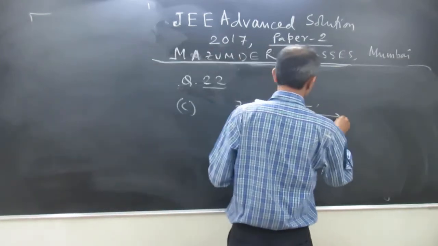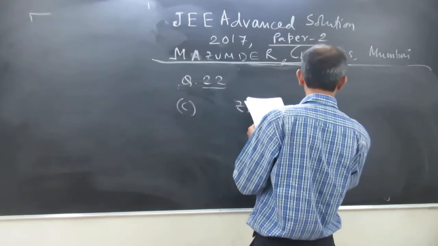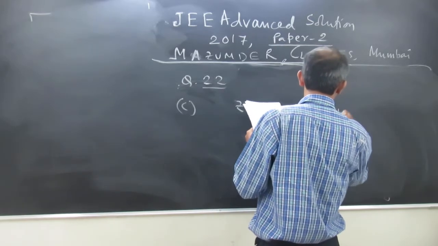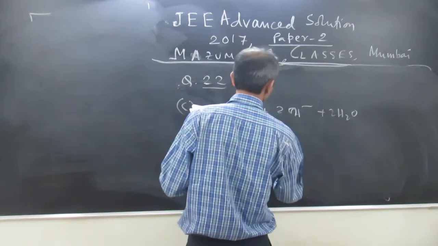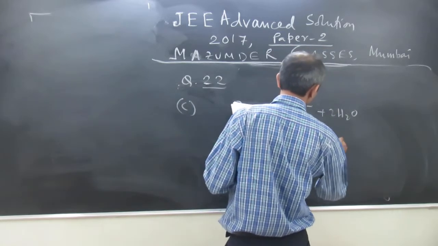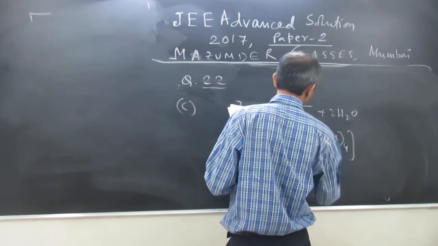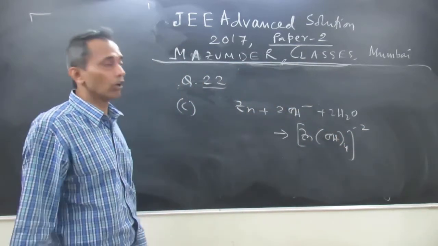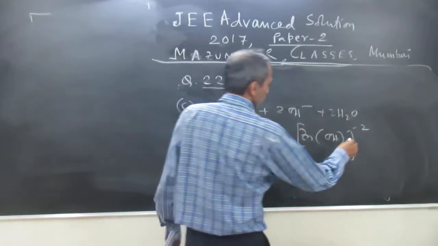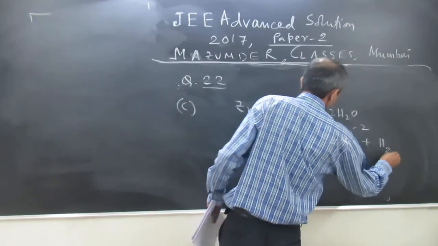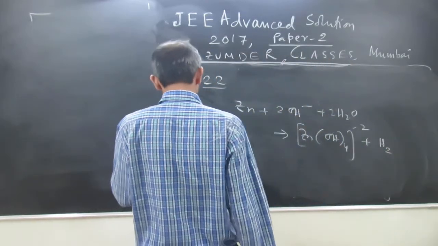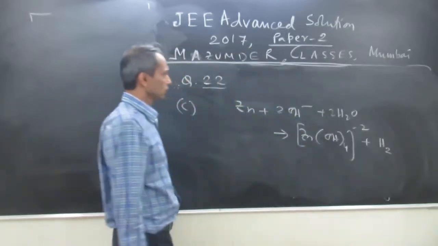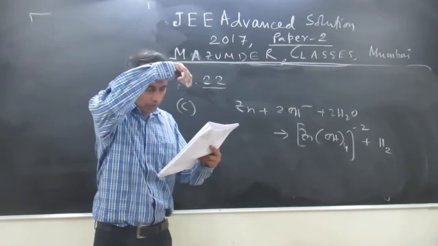Zinc plus 2OH minus plus 2H2O will give you [Zn(OH)4] 2 minus. It's a complex, because basically zinc hydroxide gets precipitated, and with excess alkali, the sodium hydroxide dissolves it, plus hydrogen. So this is the reaction where hydrogen gas can be evolved, generally plus H2. This is the reaction. Except zinc, no one will give it.